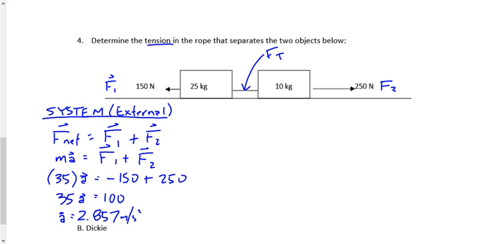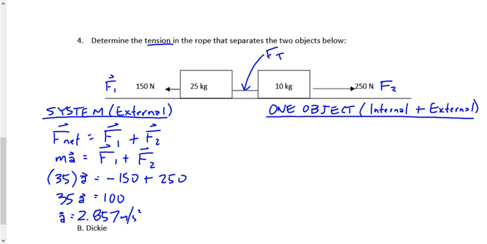Okay, now let's analyze one particular object, one object. And when we analyze one object, we got to look at the internal force now, plus the external, but not necessarily all of the external forces, just the ones that are acting directly on the one object. Which object do you want to pick? How many people, when they did this for homework last night, picked the 25 kilogram object?